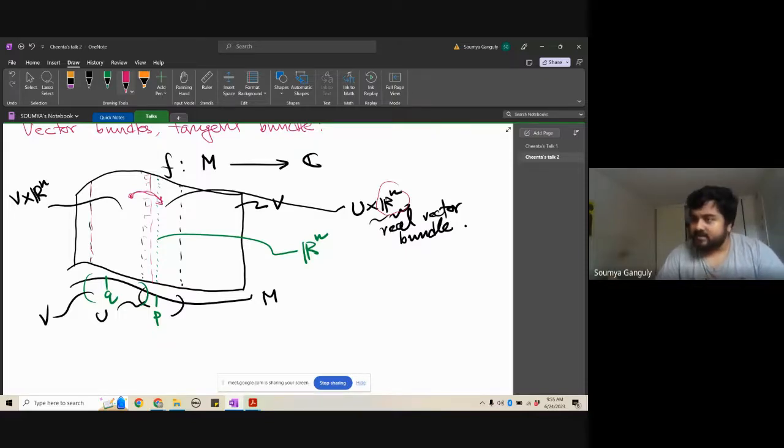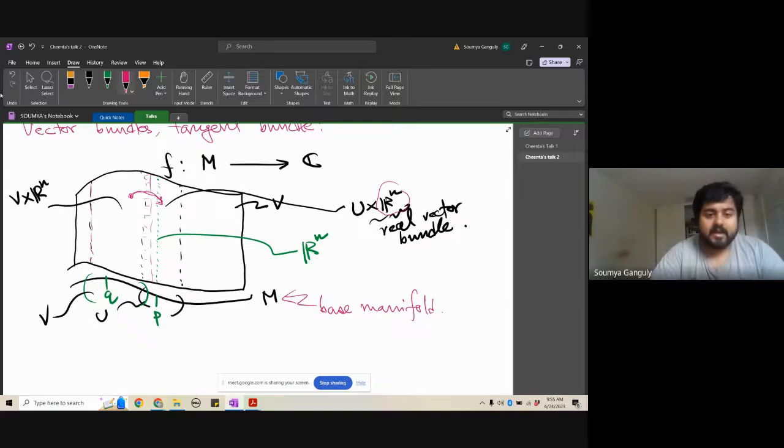Anyways, these are really just technical definitions. We don't have to get into the technicalities right now. Vector bundles for now basically means a manifold on another manifold, where locally it looks like a subset of the base manifold. This M is called the base manifold, times some Rn.